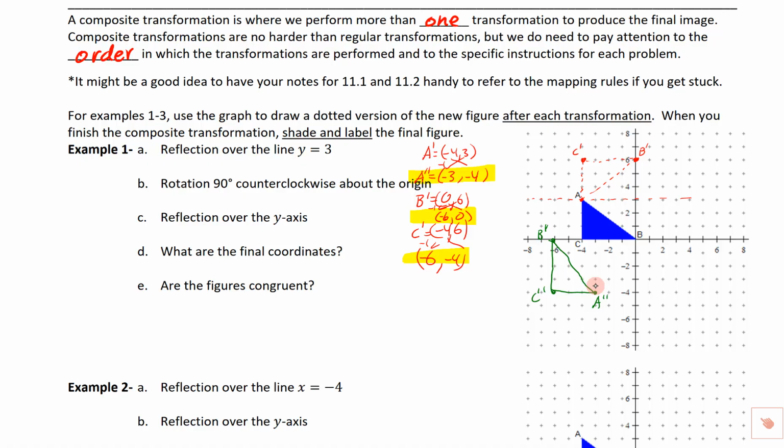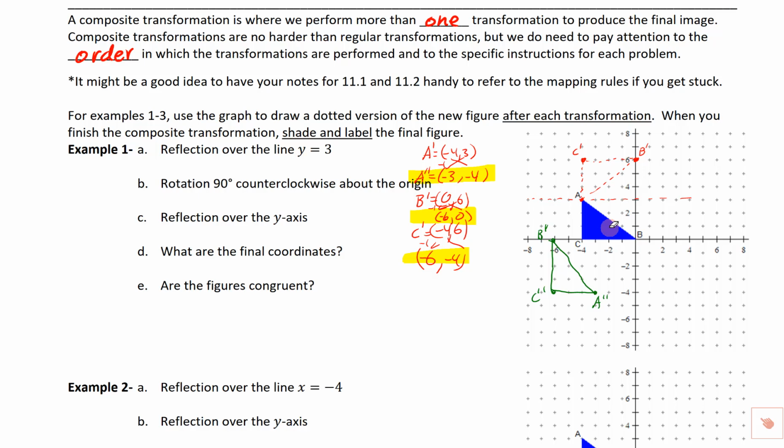And let's see how this looks. Okay, well that actually looks pretty good, because notice that B prime was right up here, straight up there, and now it's straight over here, and that definitely is a 90-degree rotation counterclockwise. Okay, so I think we're in good shape with that one.